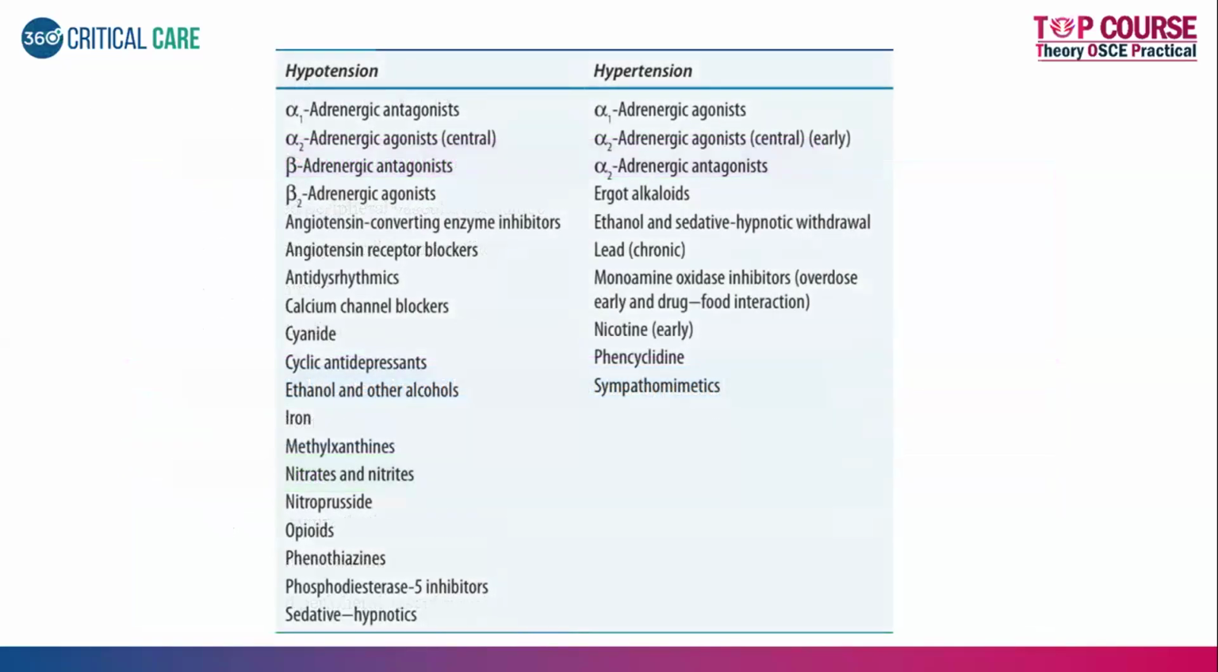Now, when they ask about the toxidromic approach and we write about each sign and symptom, for the vital signs, at least mention 5 to 6 important drugs which cause either hypotension or hypertension. For hypotension, we all know beta blockers, calcium channel blockers, ARBs, ACE inhibitors, tricyclic antidepressants, ethanol, opioids, sedative hypnotics, the most common drugs. These cause hypotension. Now, hypertension is caused by alpha 1 adrenergic agonists, ergot alkaloids, monoamine oxidase inhibitors, nicotine, and all the sympathomimetics.